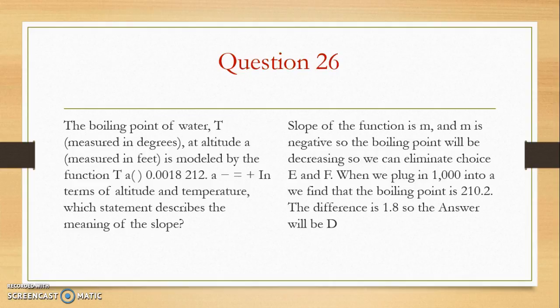The boiling point of water, T, measured in degrees at an altitude measured in feet, is modeled by function T(A) and the equation as follows. Now, which statement describes the meaning of the slope? To solve this question, the slope of the function is m. M is negative, so the boiling point will be decreasing. We know that from the equation. So we can eliminate choices E and F. When we plug in 1,000 into the equation, we find that the boiling point is 210.2. The difference is 1.8, so the answer will be D. D, as in dog. Next question.